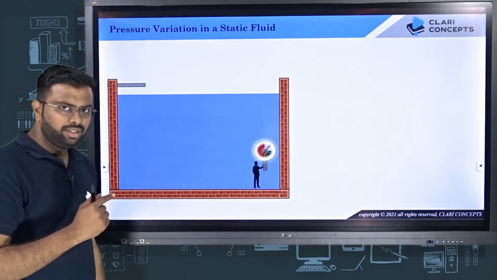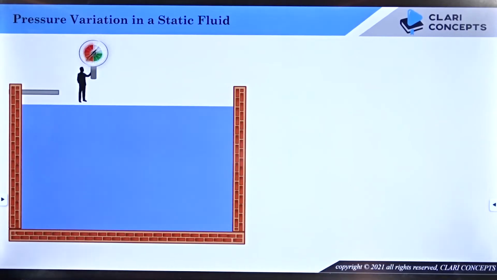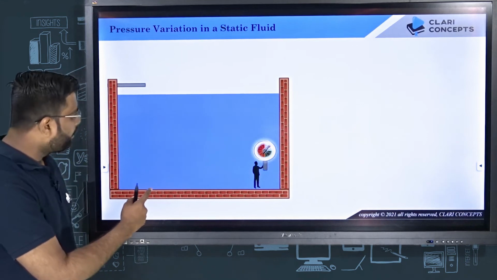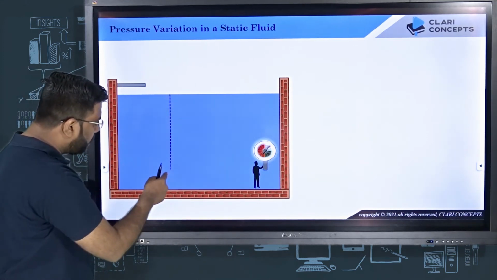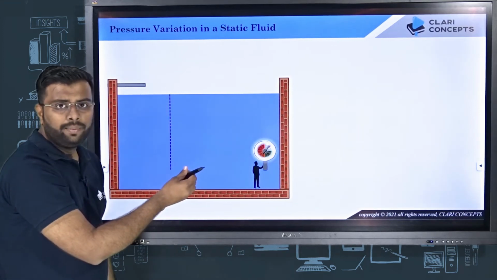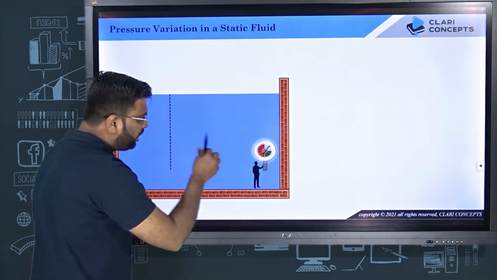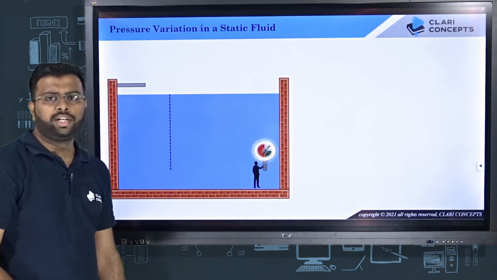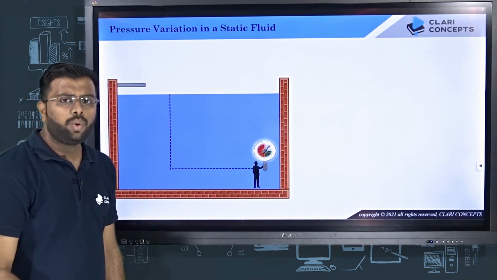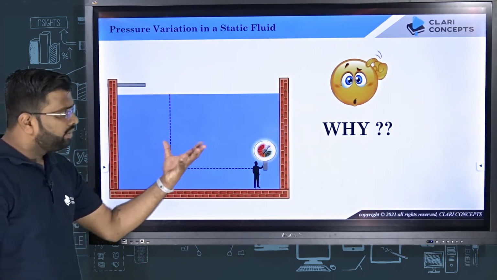So what did you observe? Look at it one more time, very closely, and then I'll ask you. What did you observe? When you were moving from top to bottom, the pressure was increasing. The pressure gauge was showing you the deflection in the needle. And when you started moving in the horizontal direction, the pressure gauge needle was not changing. That means it showed you the same pressure. Why is it so? Let us now understand and answer this why.